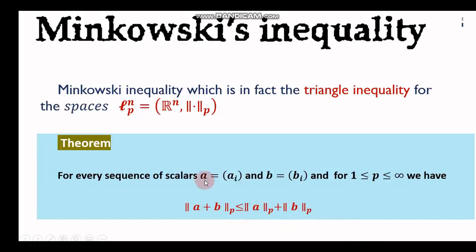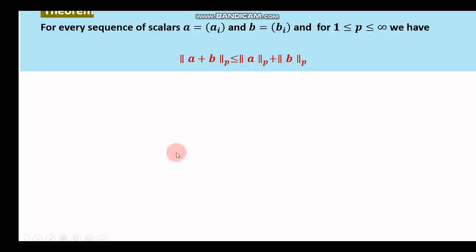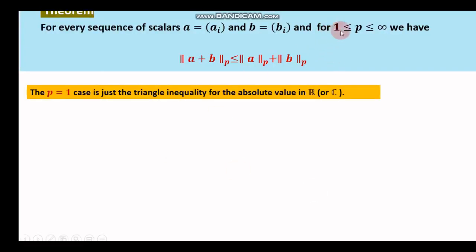So what is this actually? Clearly, it is the triangle inequality: norm of x plus y is less than or equal to norm x plus norm y. So this is Minkowski's inequality. Let us see how we will prove it. First case, we have 1 less than or equal to p less than or equal to infinity.